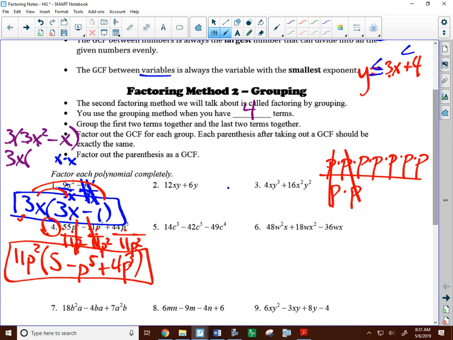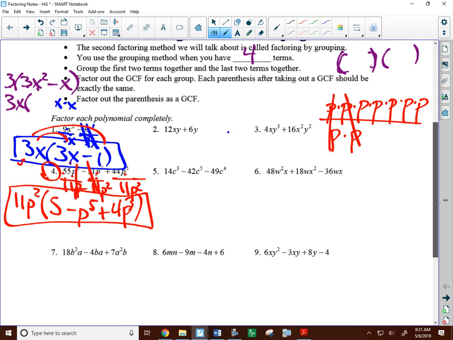What you do, I use parentheses. Your teacher might have done brackets. You group the first 2 terms and you group the second 2. And then what happens is you do a GCF for each. And then hopefully those will have a GCF. Lots of these will work out by grouping, but it doesn't always have to. So you might do group, oh, it didn't work. Then you got to try something else.